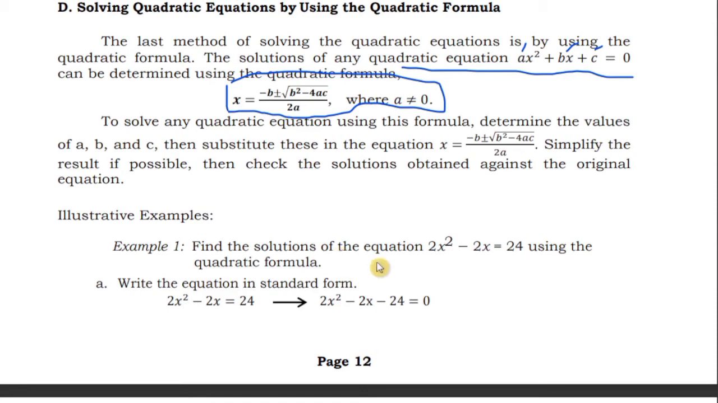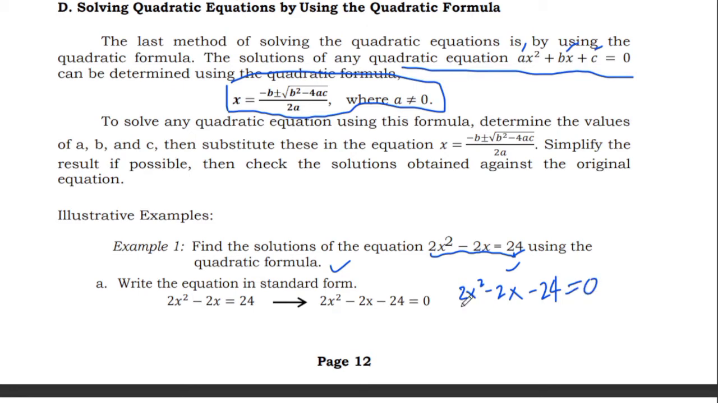Find the solutions of the equation 2x squared minus 2x is equal to 24 using the quadratic formula. Since, as I said a while ago, this given must be in the standard form of the quadratic equation, and we have the 24 on the right side, we have to perform that first. Since this is positive 24, if we transpose that to the other side, it becomes 2x squared minus 2x minus 24 is equal to 0.